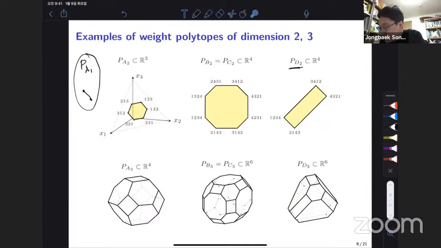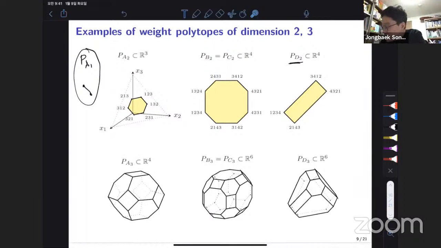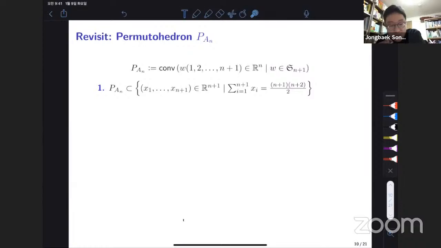So the type D case, it makes sense after D4 maybe. So we can study this one by the type A case. So okay, as I told you before, by looking at this polytope, I'm looking at this toric variety, and among the toric variety, I'm going to look at the cohomology. And in order to see the cohomology, I have to understand the combinatorics and geometry of this polytope. Because of the limited time, let me just focus on the type A case today.